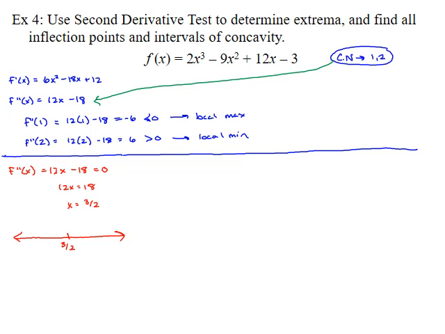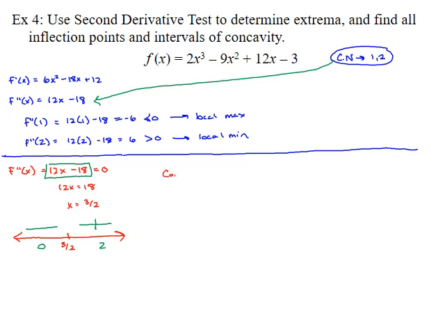So picking a few test values, how about we do 0 on the left, and 2 is bigger than 3/2, so we'll just use 2. Remember, these are getting plugged into the second derivative, and you're wondering whether your answer is positive or negative. If you plug 0 in, you should get negative 18, which is negative. We already plugged 2 in at the top, but if you plug 2 in again just to make sure, you should get a positive number.